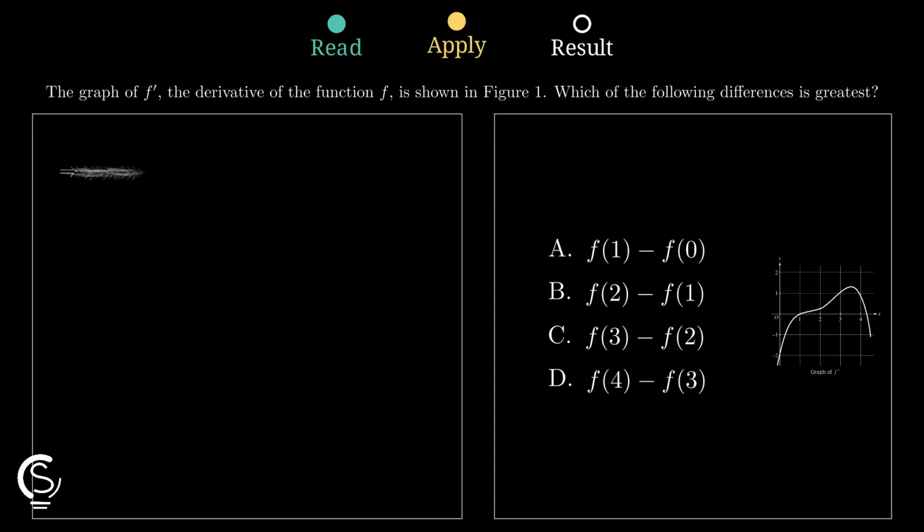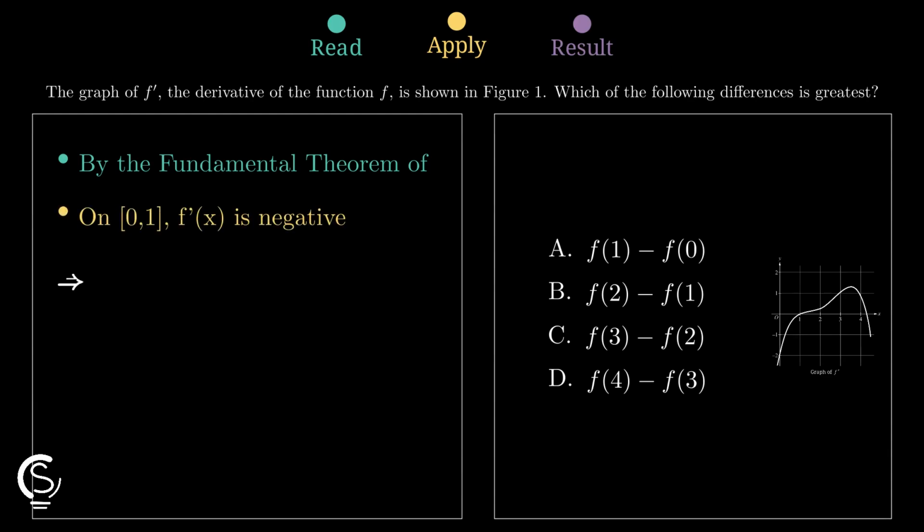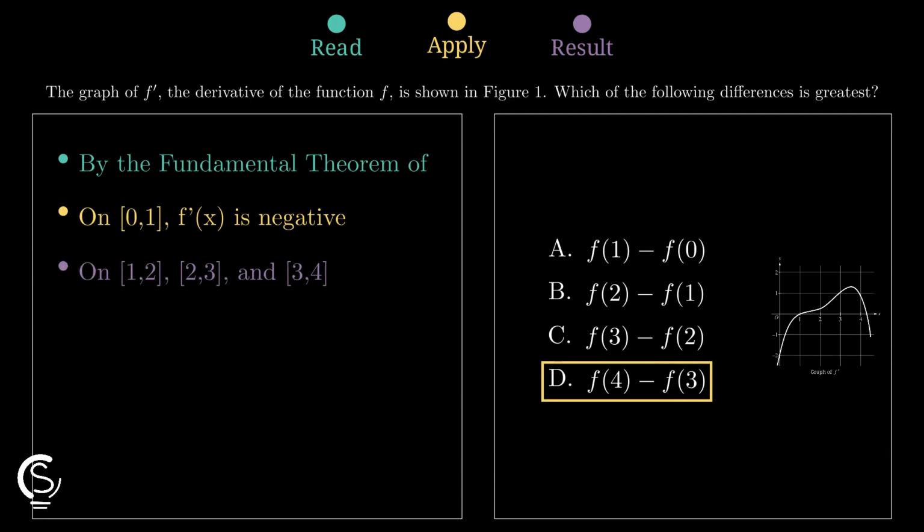Looking at the graph, the derivative is negative on the interval from 0 to 1, which means the function is decreasing, and the difference there will be a negative value. From 3 to 4, the derivative reaches its highest positive values, making that integral the largest. Option D is our final winner.